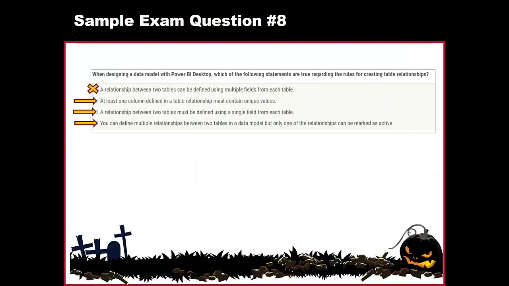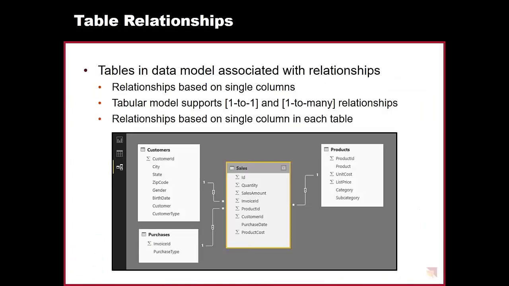Okay, let's go ahead and move back here. Now, next thing we looked at is relationships, and the idea is that in the tabular model, you can only have one relationship that's active between two tables, and it has to be based on a single column, and there has to be unique values in a column that is on the one side of a one-to-many relationship.